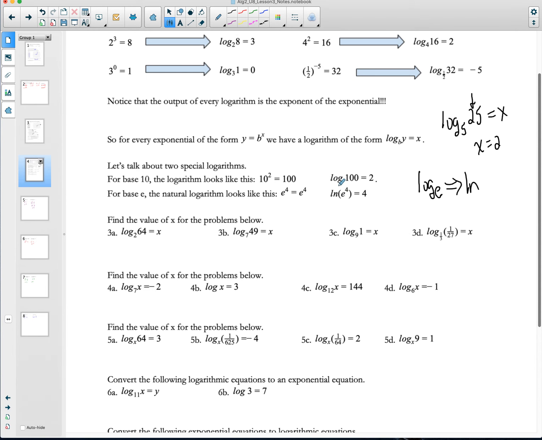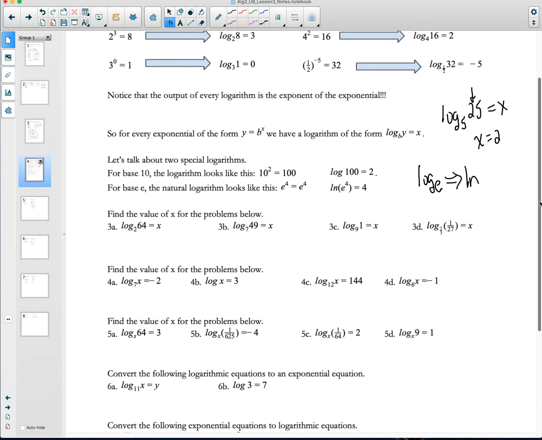So let's now jump into working on what this means and interpreting those. There's going to be a little back and forth here as we go through some examples to help you understand what a logarithm is and what each piece represents within that logarithm. So let's look at some examples here.